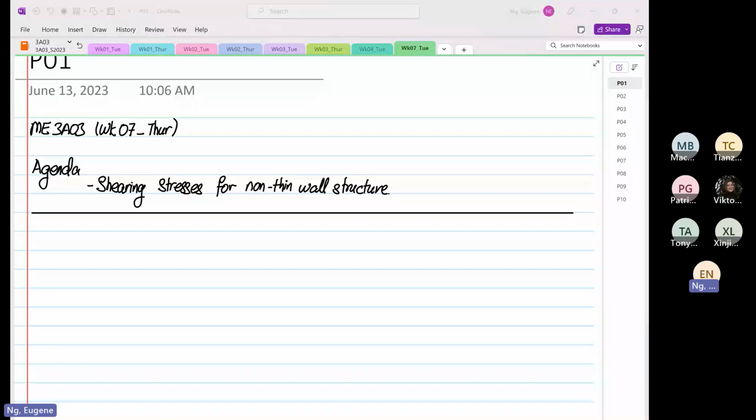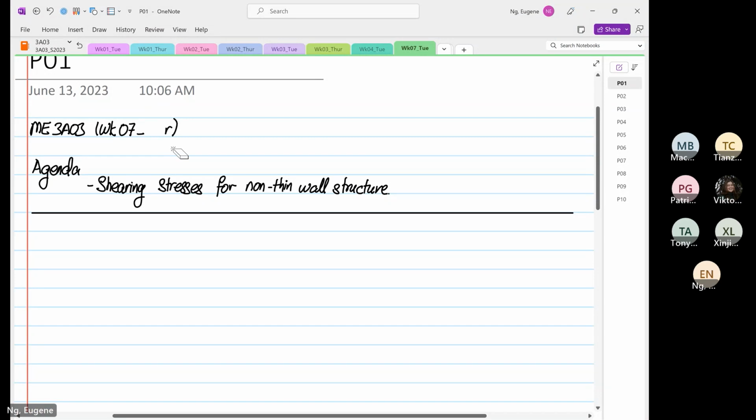So this is week 7. Oh, not Thursday, it's on a Tuesday. And today's agenda, we are going to look into more detail on shearing stress for non-thin wall structure.